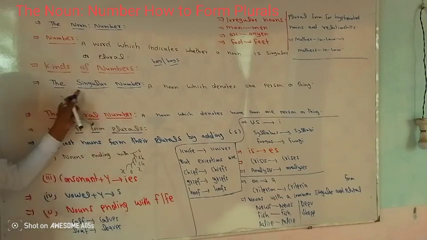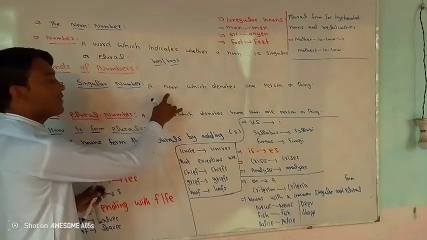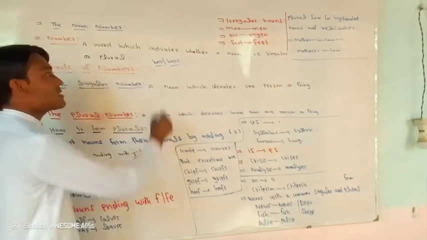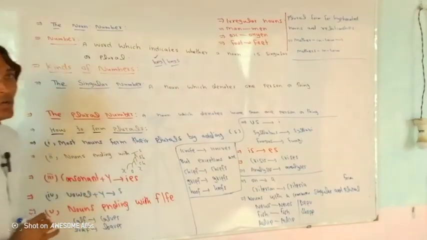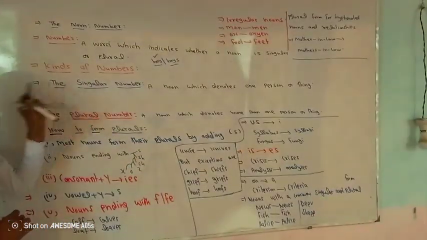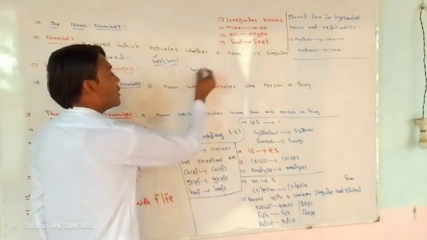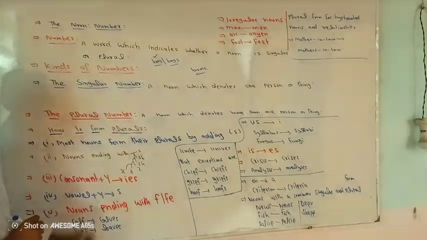The first one is called the singular number. What does singular number mean? Simply we can define that a noun which denotes one person or thing. For example, a boy. So boy is what? We call it the singular number. If we talk about things, I say book. Book is actually the singular number.